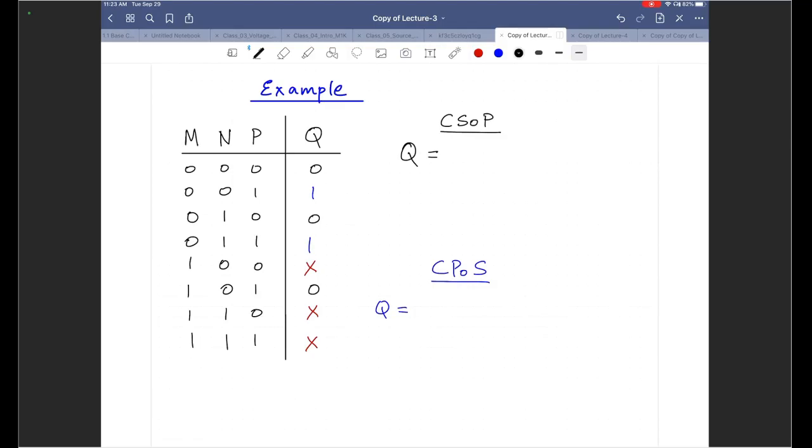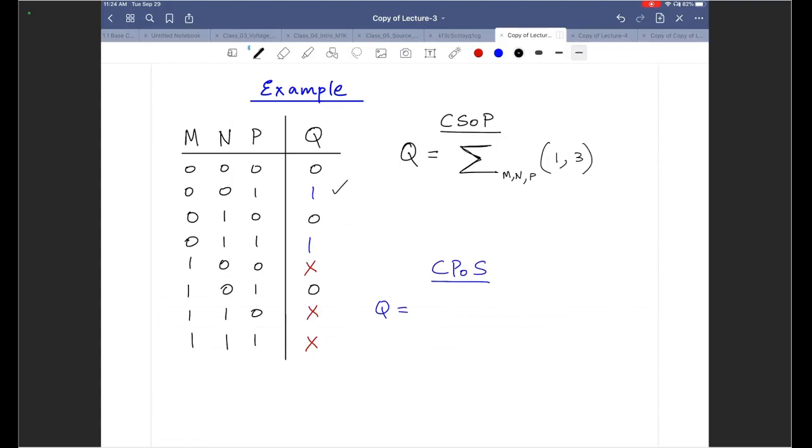Actually, let's make it easier. How can I write it in shorthand instead of writing it in long form? Let's just write it in shorthand. I would say summation, right, because it's SOP. Then I would talk about the order of the inputs. The order of the inputs is M, comma, N, comma, P. Then I would talk about the row numbers where things are 1. So that would be 1 and 3.